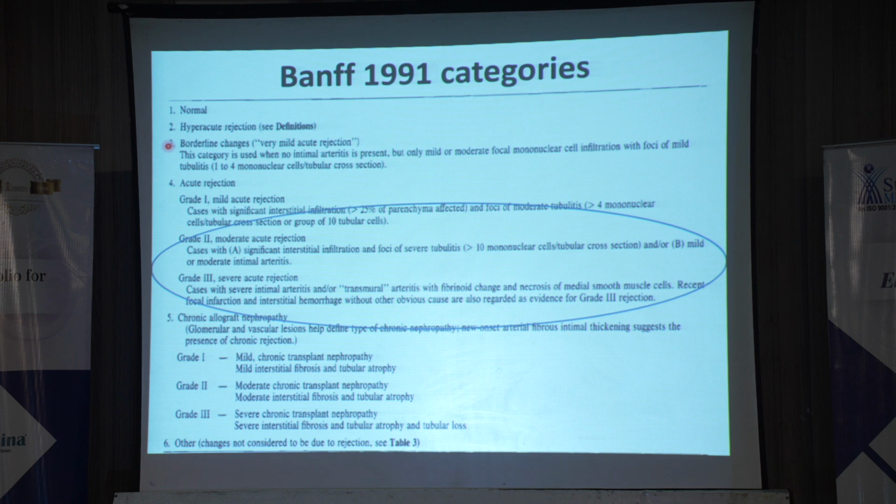workup which we do, that means you do CDC cross match. This was the time they were doing only CDC cross match. So when you are doing CDC cross match, when you are doing flow cross match, when you are doing DSA, when you are doing PRA and all that, the chances of getting a hyperacute rejection are highly unlikely, except in an ABO incompatible setting. In an ABO incompatible setting, somehow, whatever you do, a case has to go towards a hyperacute rejection, it will go.